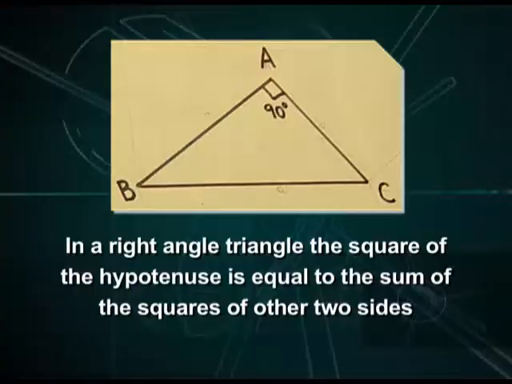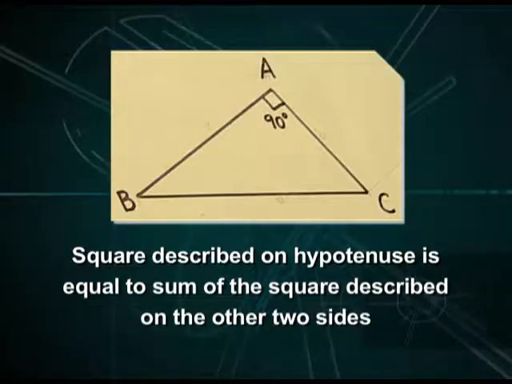Hello students, today we shall perform an activity to verify Pythagoras theorem. First, let us look into what the Pythagoras theorem states. It states that in a right triangle, the square of the hypotenuse is equal to the sum of the squares of the other two sides. That is, the square of the hypotenuse is equal to the sum of the squares on the other two sides.